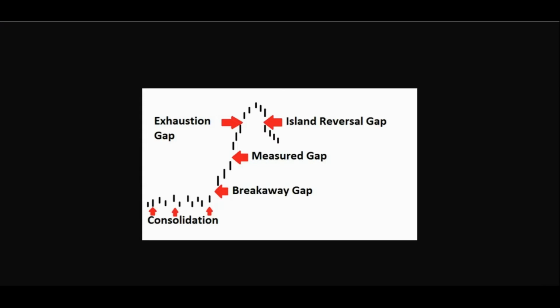There's common gaps. Common gaps almost always get filled, but then there's other gaps that don't get filled, such as a breakaway gap, which doesn't usually get filled, but a measured gap sometimes gets filled, and then exhaustion gaps almost always get filled. And then island reversal gaps will sometimes get filled, but don't always have to get filled. So measured gaps, common gaps, exhaustion gaps are your most likely to get filled. Breakaway gaps and island reversal gaps are probably your least likely to get filled.